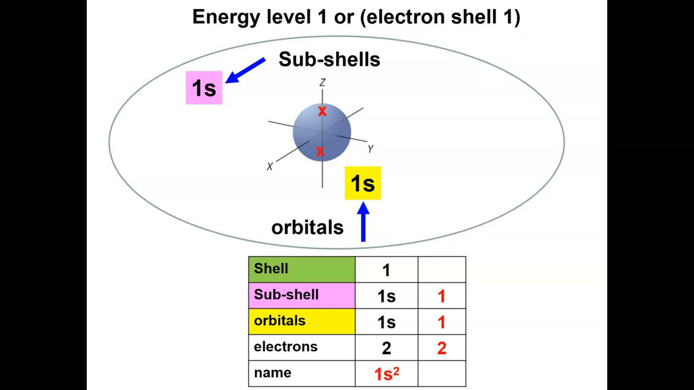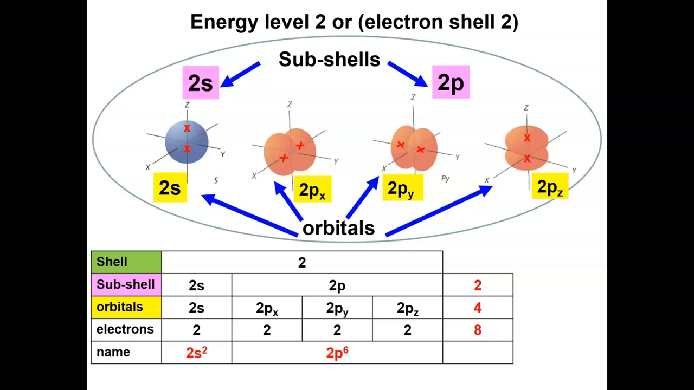So let's move further out from the nucleus and we come to shell 2. Well, according to the pattern, of course, shell 2 has 2 different subshells. These are called 2s and 2p. Well, within the 2s, of course, we just have the one 2s orbital, and as you can see, it is a spherical shape with 2 oppositely spinning electrons.